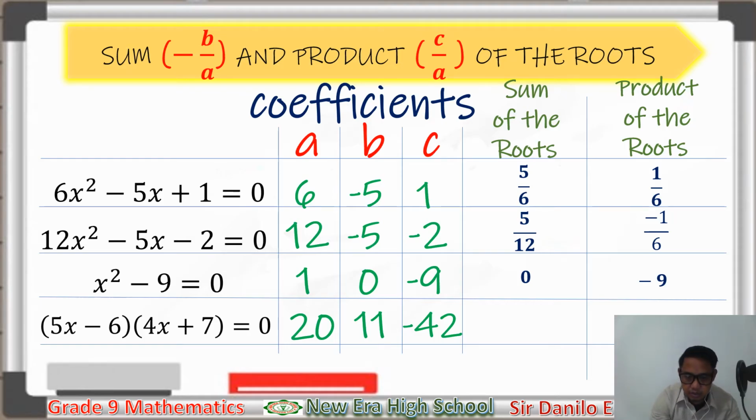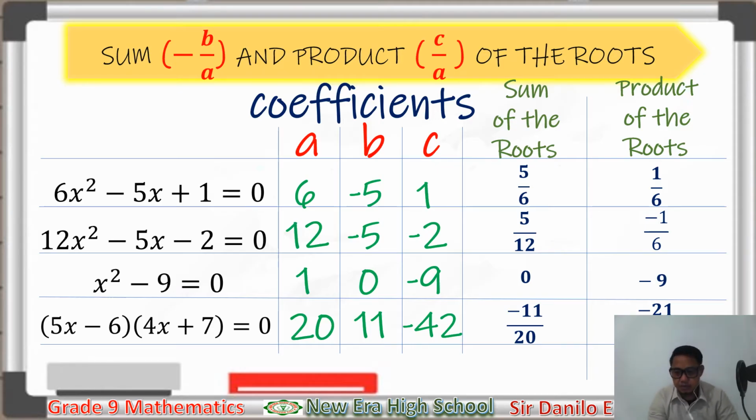That is 1. This is 11. So, let's just make it a negative 11 over 20. That's negative 11 over 20. And then this one, negative 42 over 20. That's negative 42 over 20. You may reduce it. Diba? Ang lowest term then will be negative 21 over 10. Negative 21 over 10.